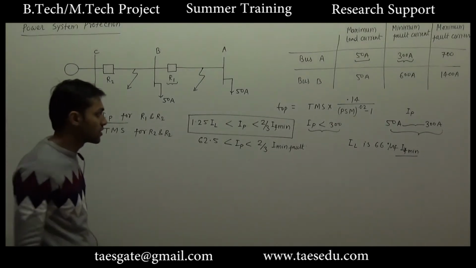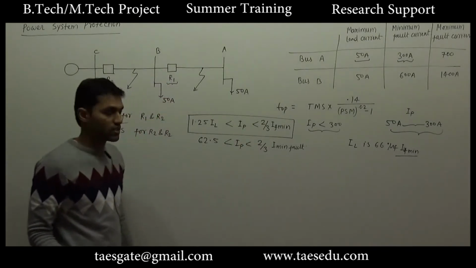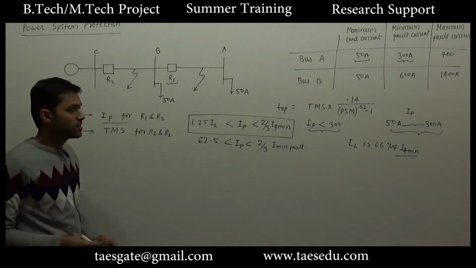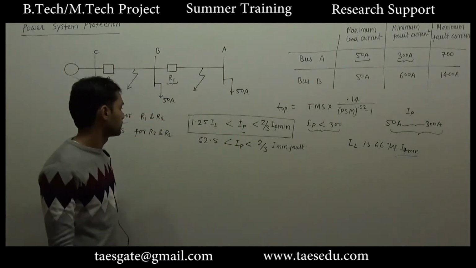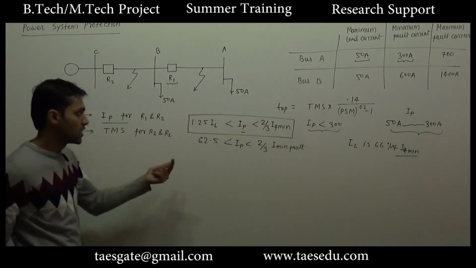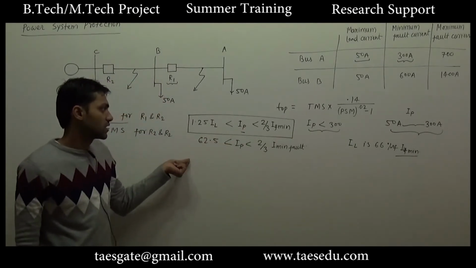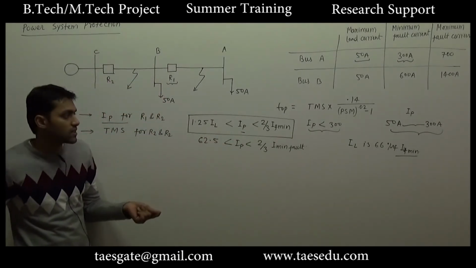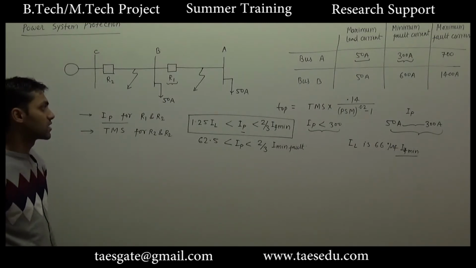Since initially I have not given what should be the value of pickup current, I am assuming or choosing a value from the range. But in the examination you will not have to choose. Instead, a value of pickup current will be given in the question, unless the question cannot be solved.